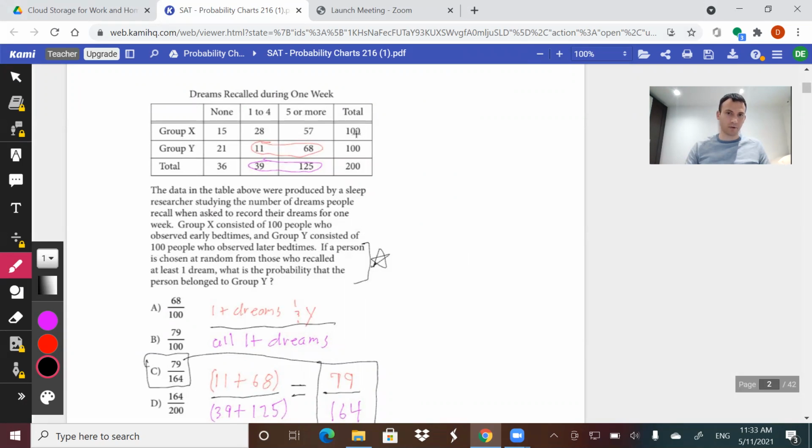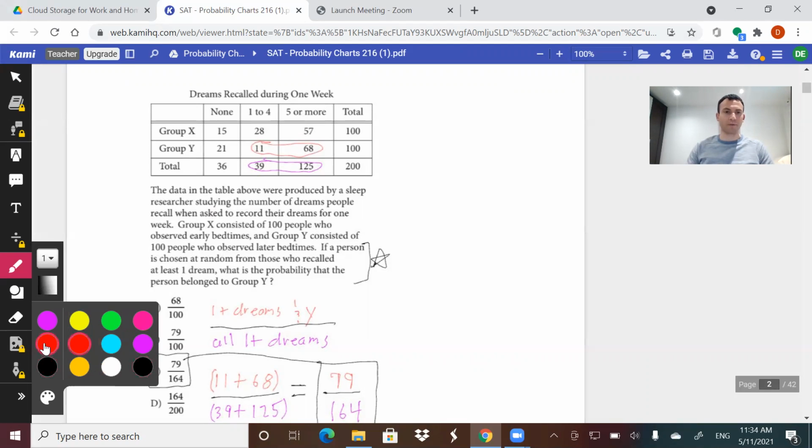And there's 100 people in group X. There's 100 people in group Y. There's a breakdown of how many dreams they recalled. And in the bottom, we total each category. So for groups X and Y, how many recalled 0 dreams, how many recalled 1 to 4, 5 or more, and then the total. Okay, so let's read and figure out what this problem wants from us from the chart.